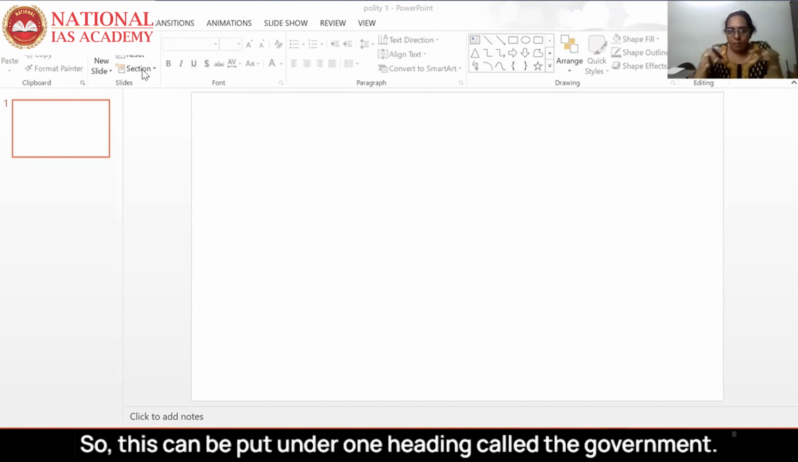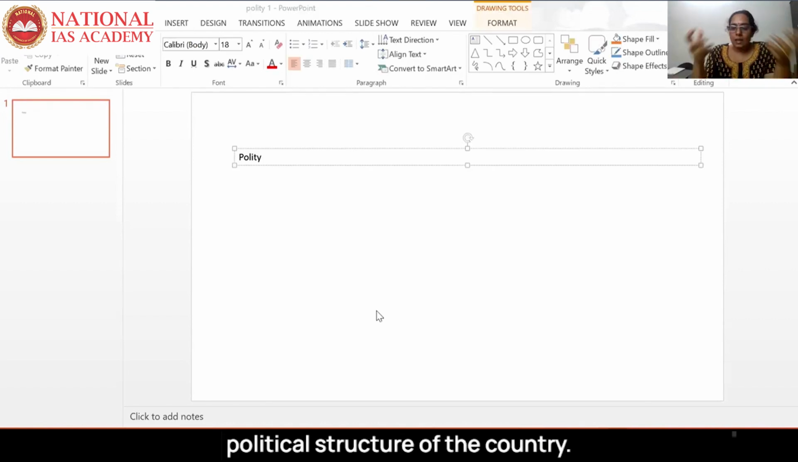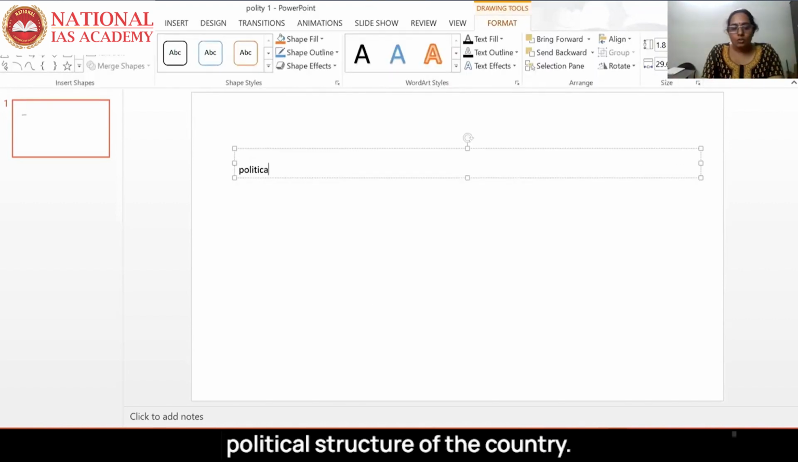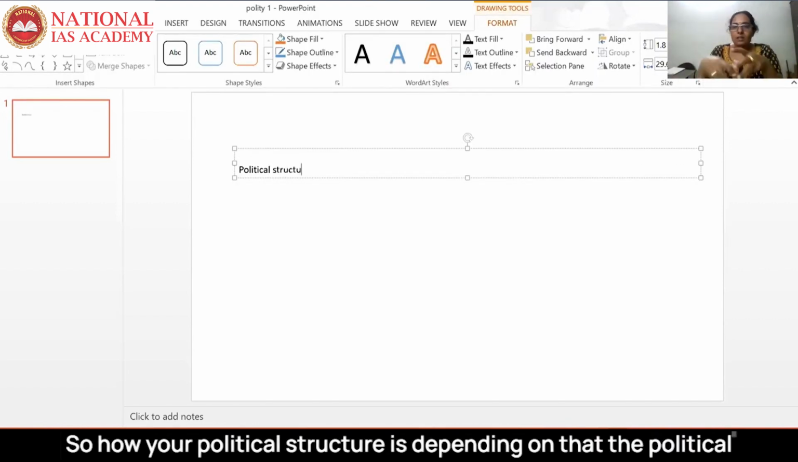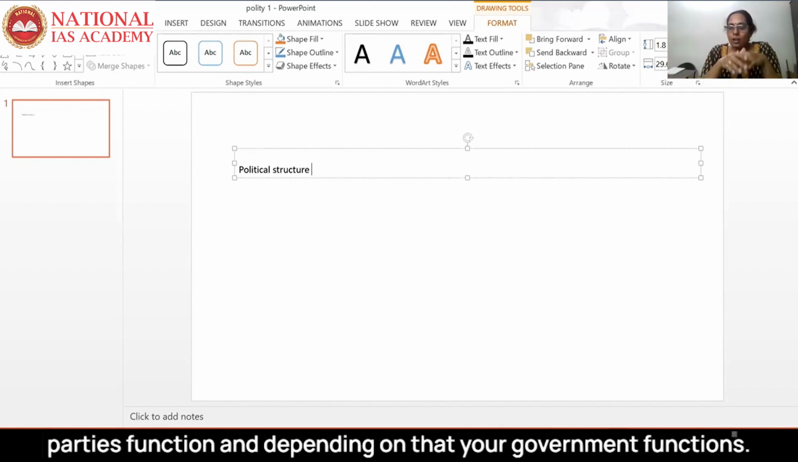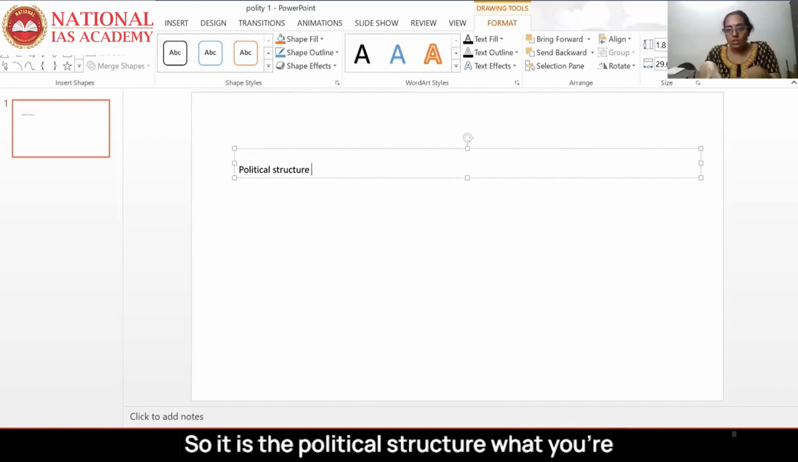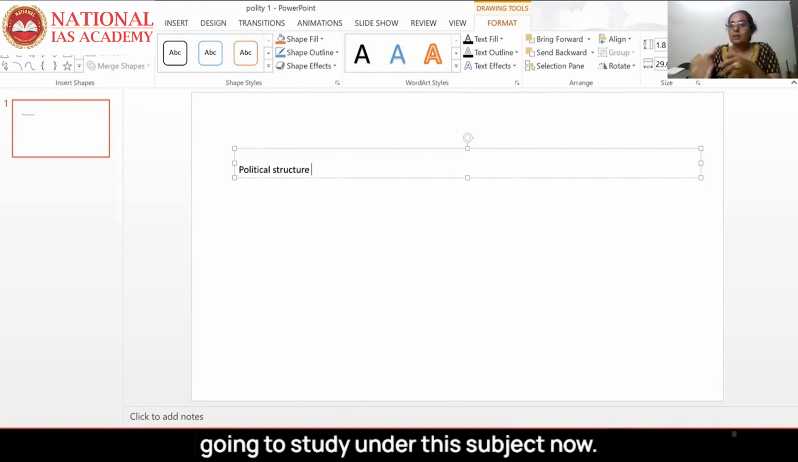Okay, so this can be put under one heading called the political structure of the country. Depending on how your political structure is, the political parties function, and depending on that your government functions. So it is the political structure that you are going to study under this subject now.